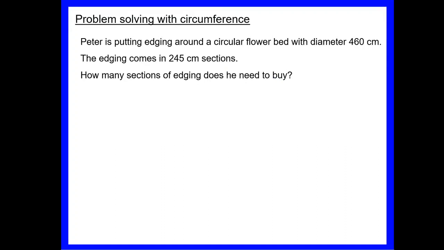All right, so now it's your turn then. So a similar sort of idea. Peter is putting edging around a circular flower bed with a diameter of 460 centimeters. The edging comes in 245 centimeter sections. How many sections of edging does he need to buy? Pause the video and have a go at that one now.